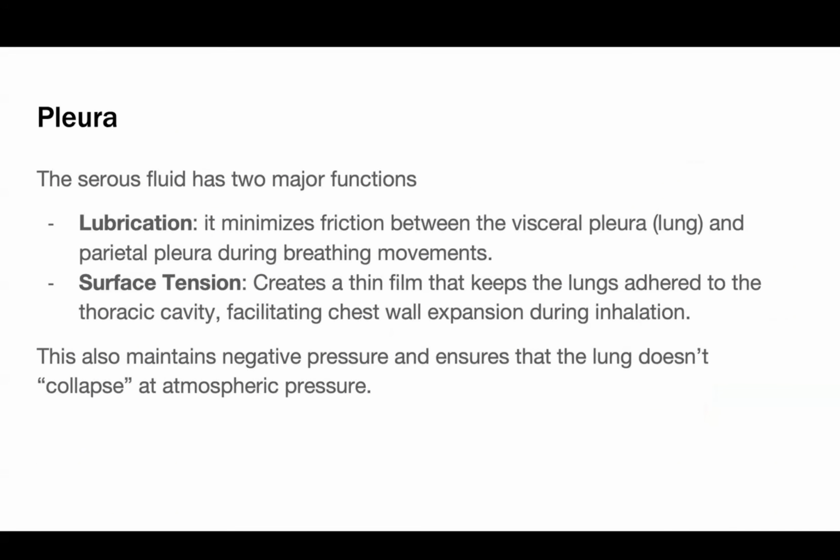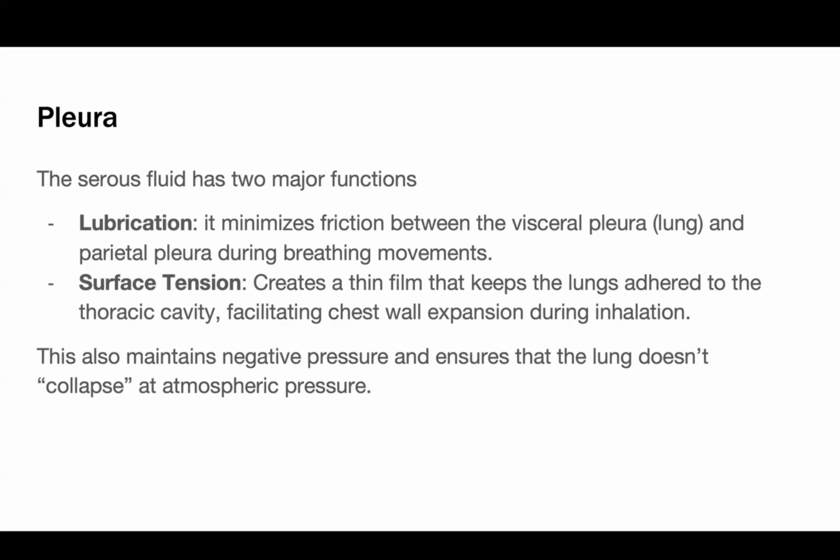The serous fluid in the pleural cavity has 2 major functions. Primarily, it reduces the friction between the visceral and the parietal layers. Because think about it, your lungs are constantly expanding and recoiling because of breathing. Without it, each breath would generate a lot of resistance and irritate that inner thoracic lining. It's also going to create surface tension.